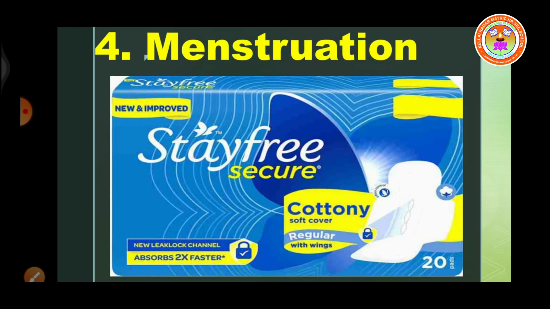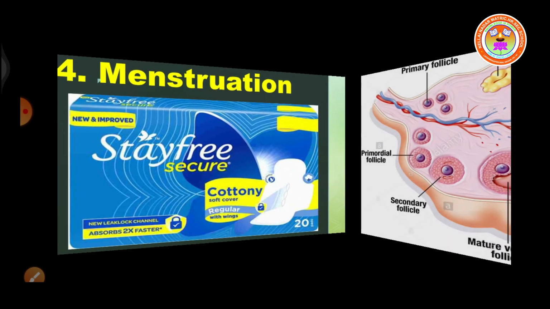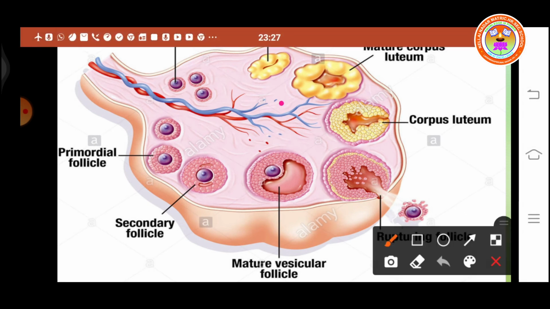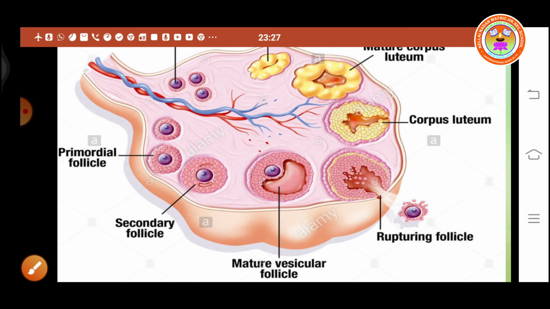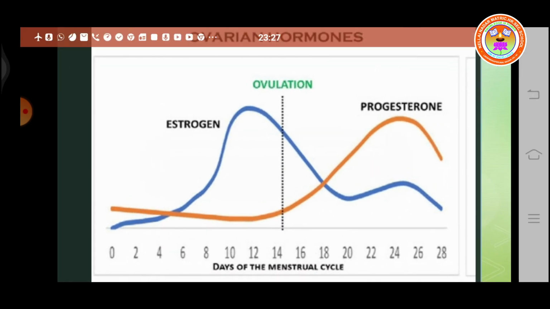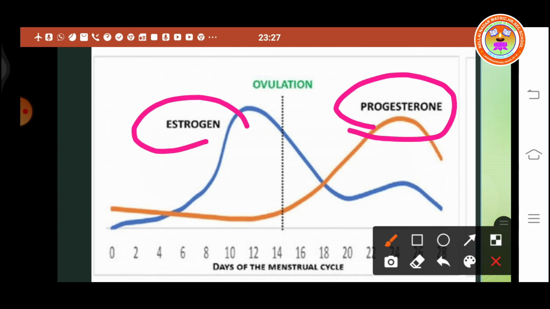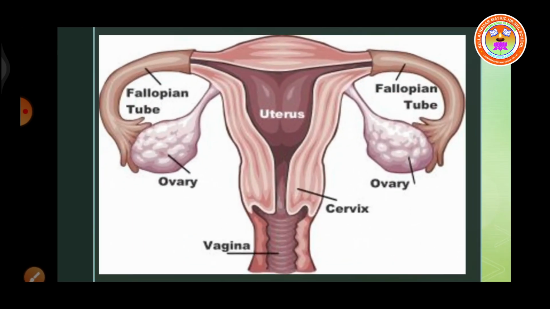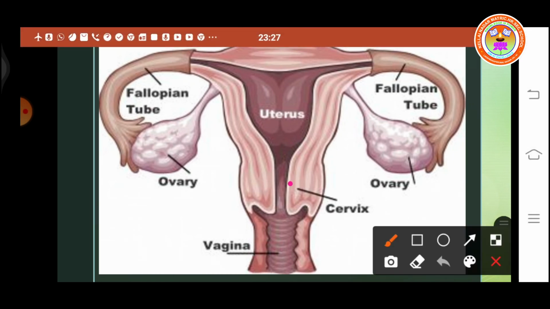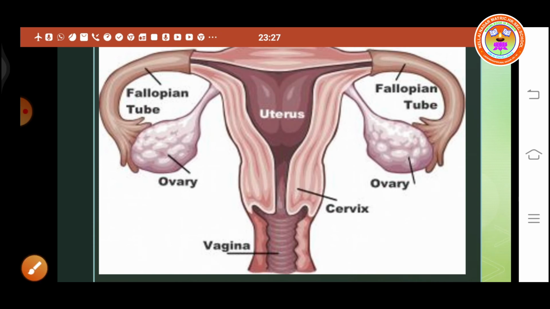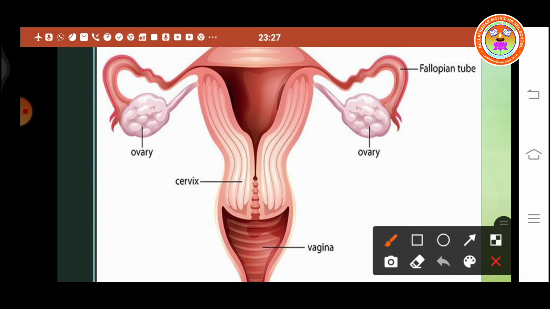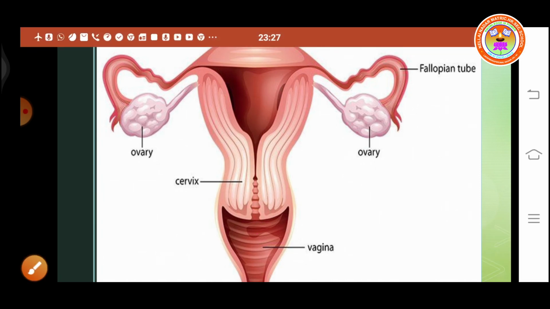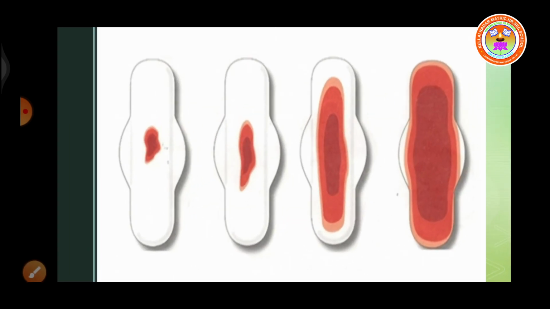The next stage is menstruation. If the ovum is not fertilized, the corpus luteum begins to degenerate, and the production of the hormones progesterone and estrogen stops. The unfertilized egg and thickened lining of the uterus, along with the blood vessels, are shed off. This causes bleeding in the reproductive tract of the female, which is known as menstruation. Menstruation occurs once in 28 to 30 days and continues for 3 to 5 days.